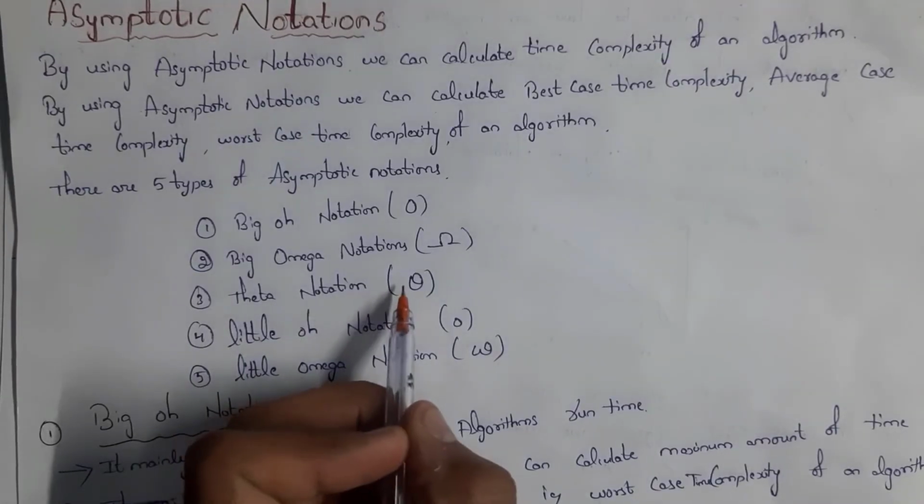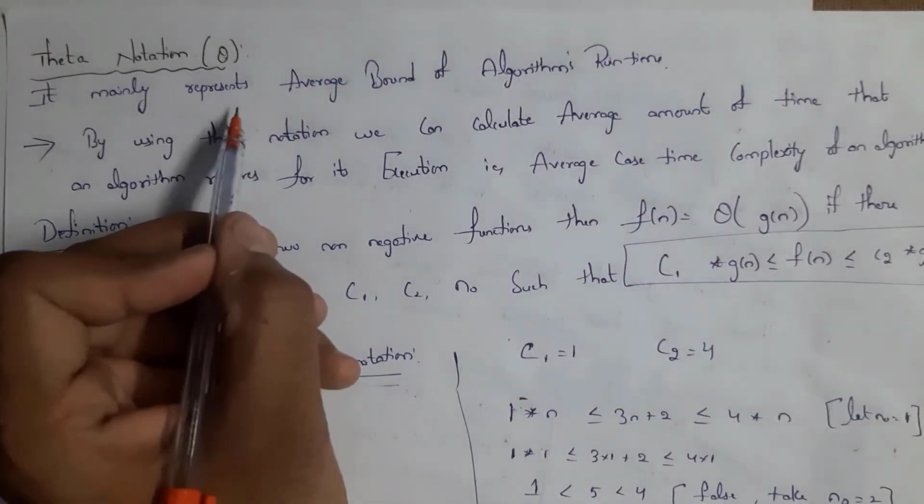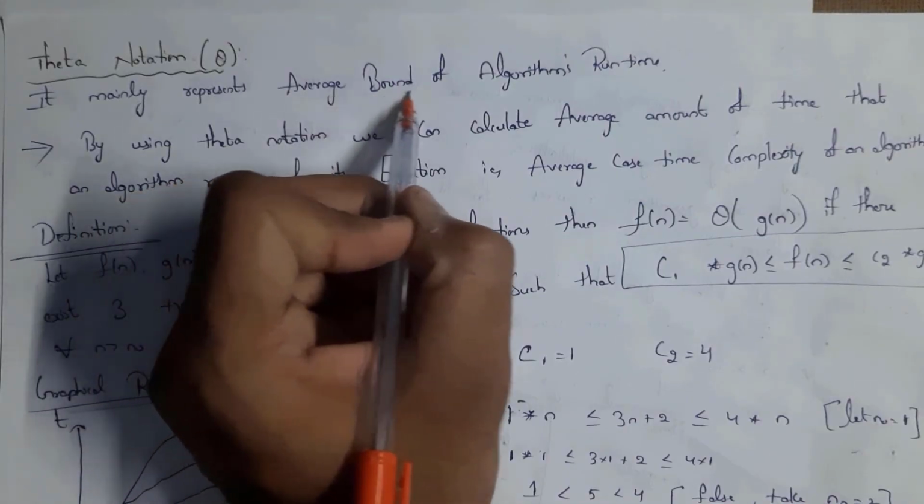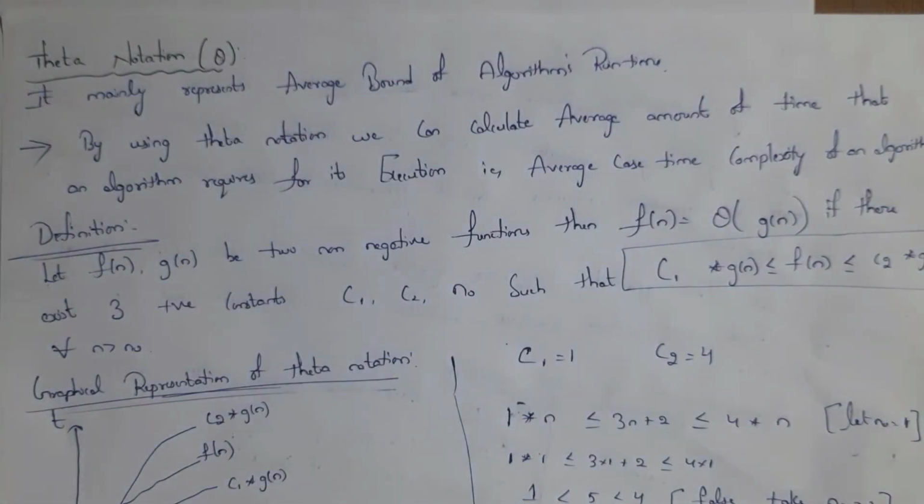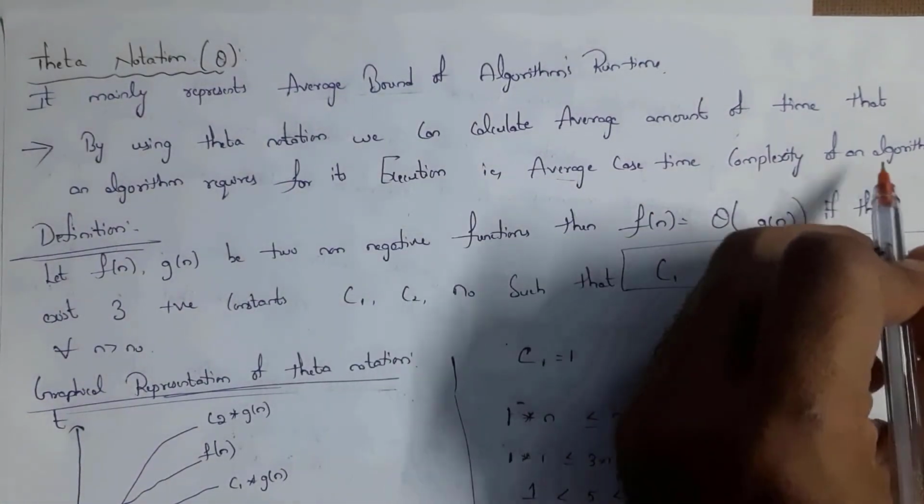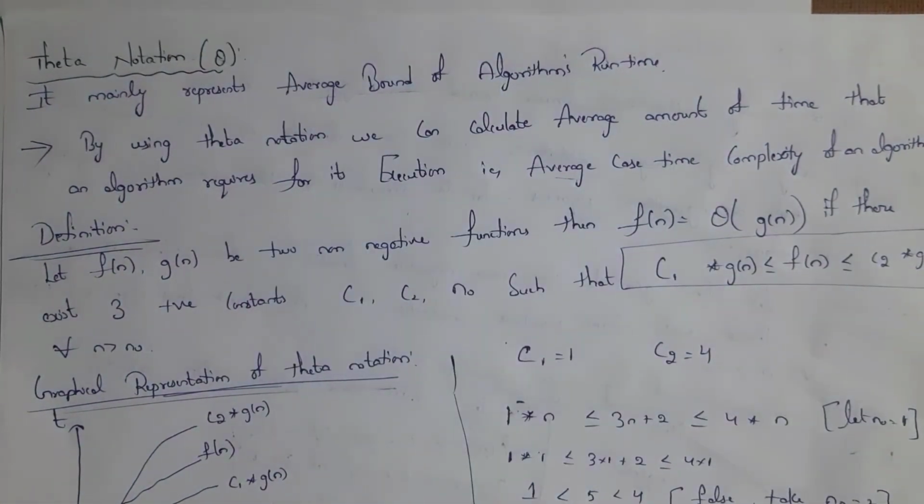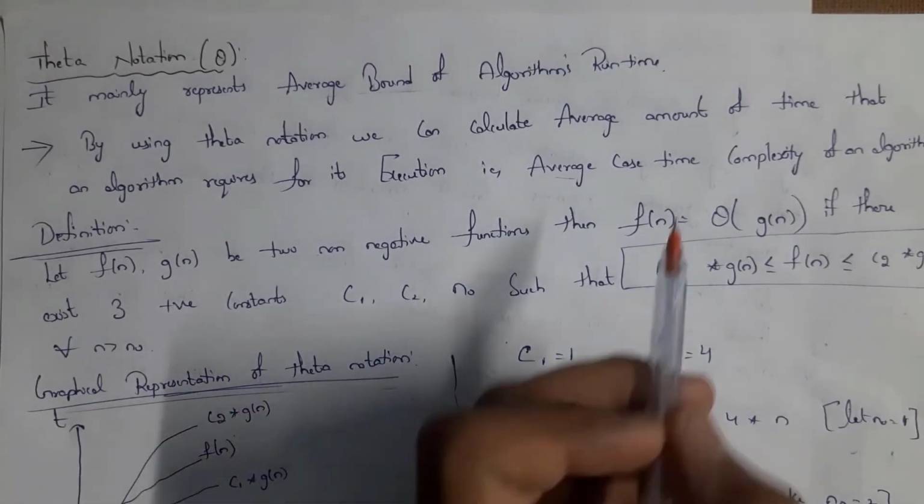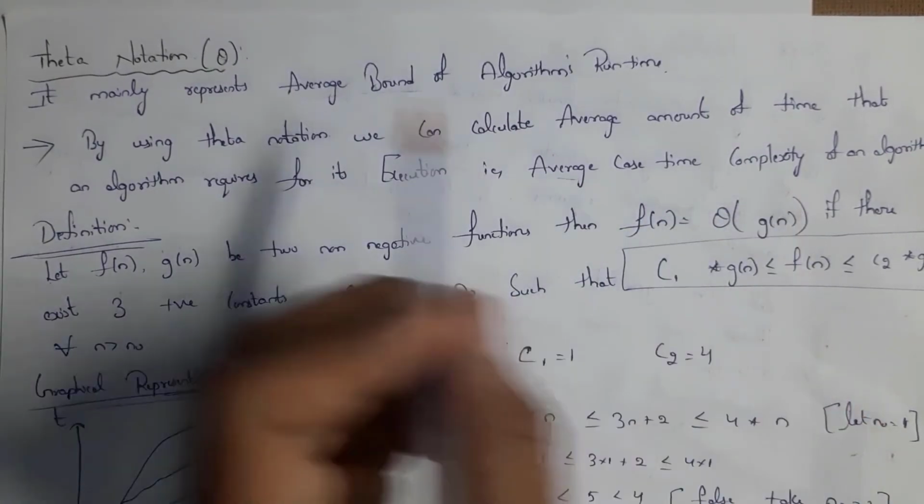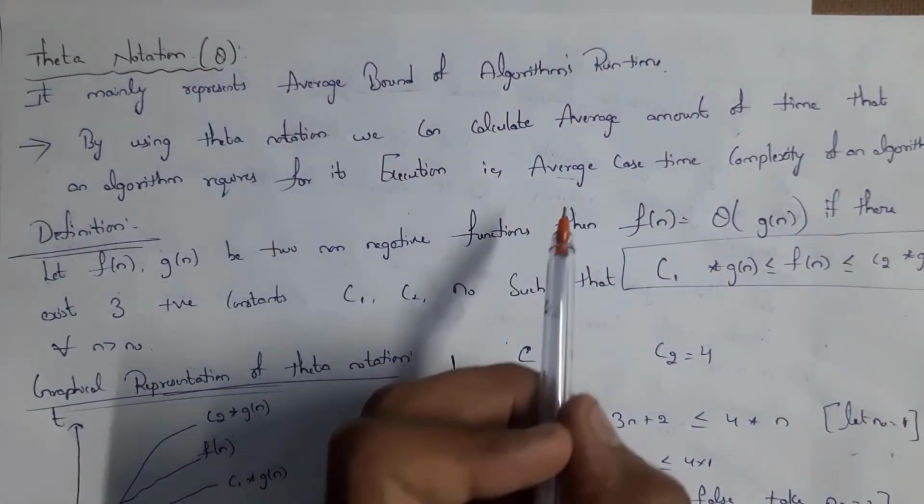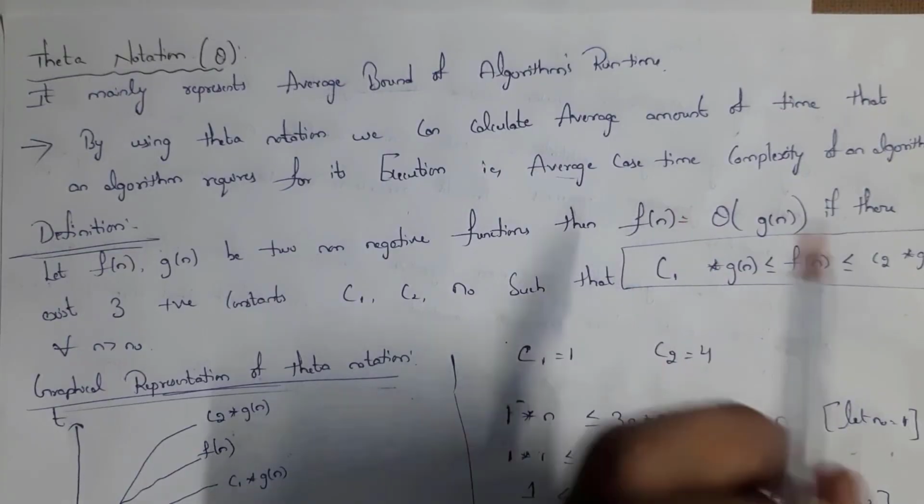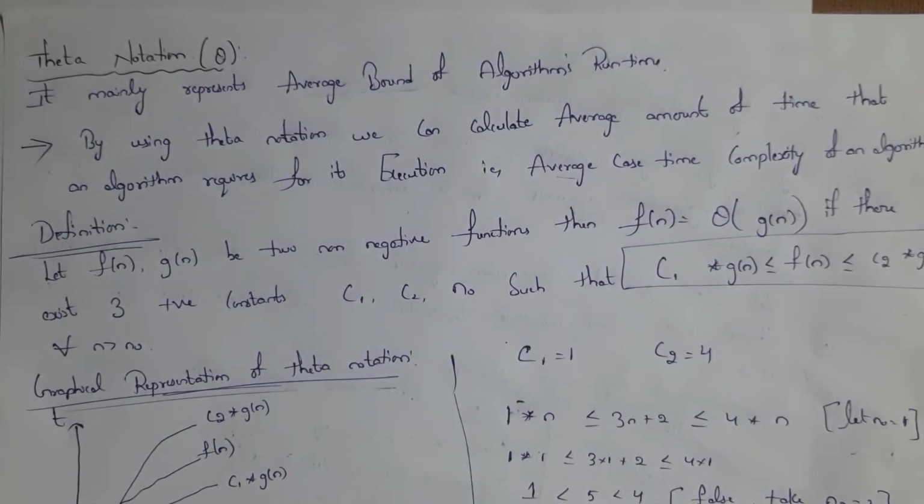Third one is theta notation. Theta notation is mainly used to represent the average bound of an algorithm, and by using theta notation we can calculate average case time complexity. Average case time complexity means the average amount of time that an algorithm requires for execution. By using theta notation, we can calculate the average case time complexity of an algorithm. This is the definition of theta notation.